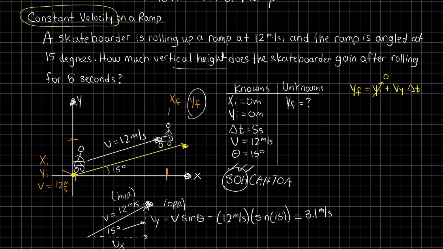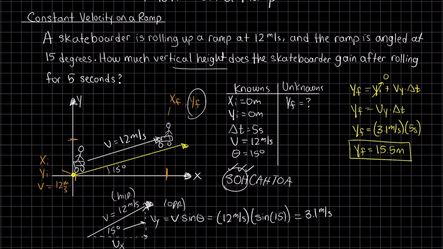I know that my initial vertical position is 0. Therefore, my final vertical position is just going to be my vertical component of the velocity multiplied by the time interval. Therefore, this is going to be 3.1 meters per second multiplied by 5 seconds. Therefore, the final vertical position will be 15.5 meters. And this completes this example involving constant velocity motion on a ramp.